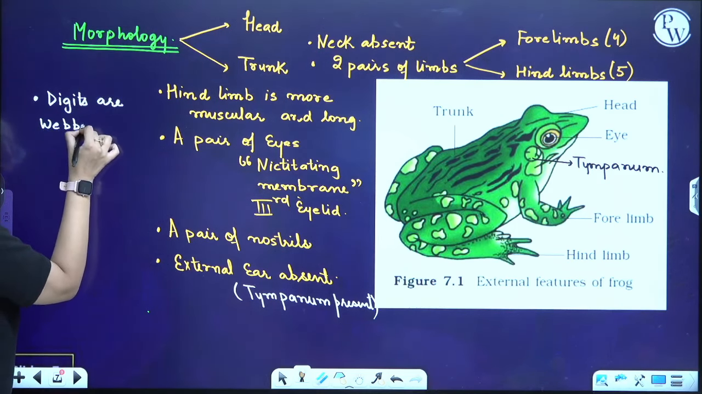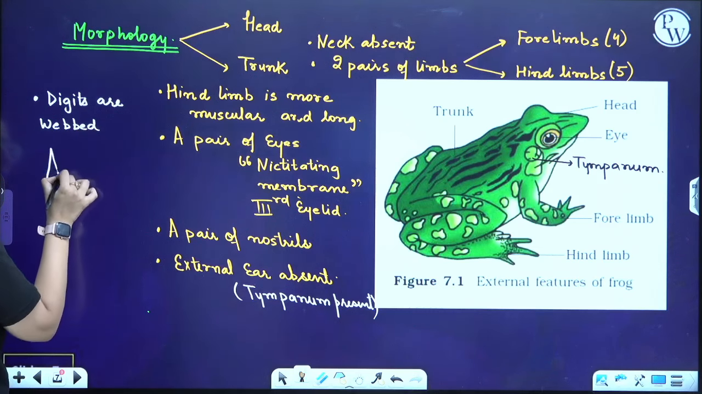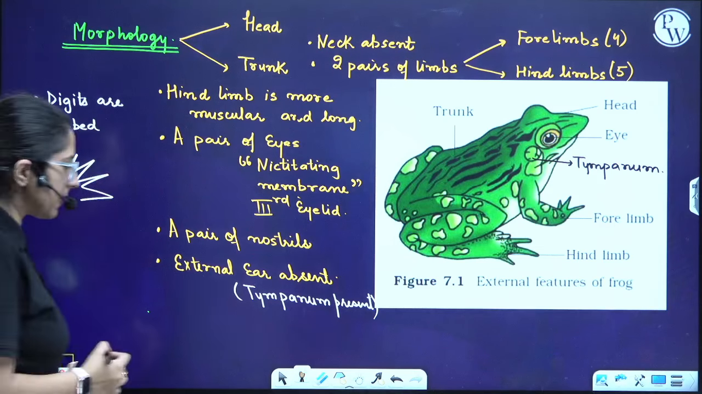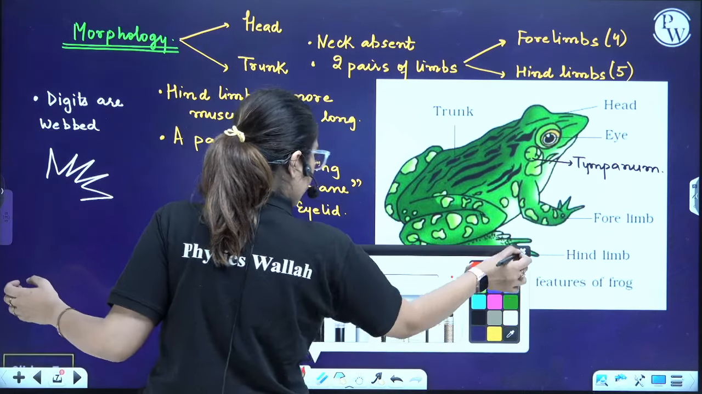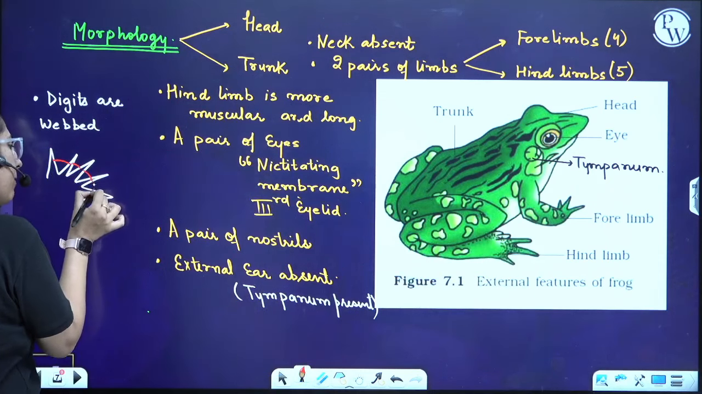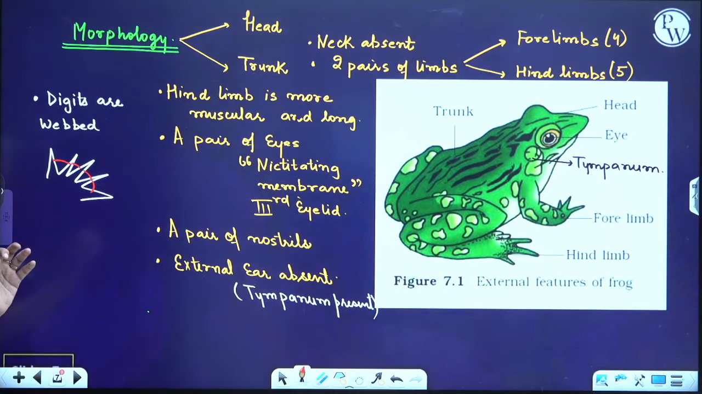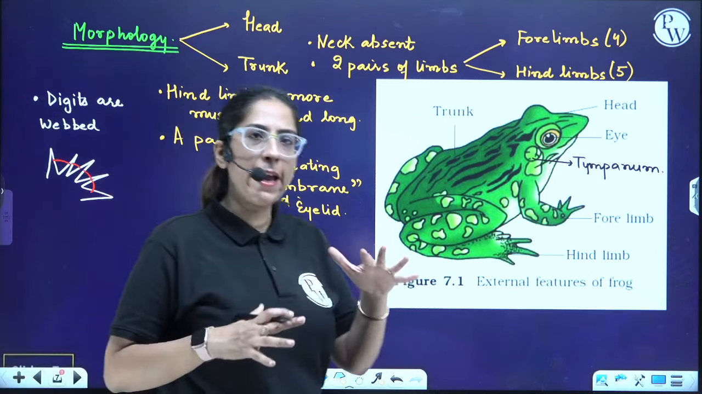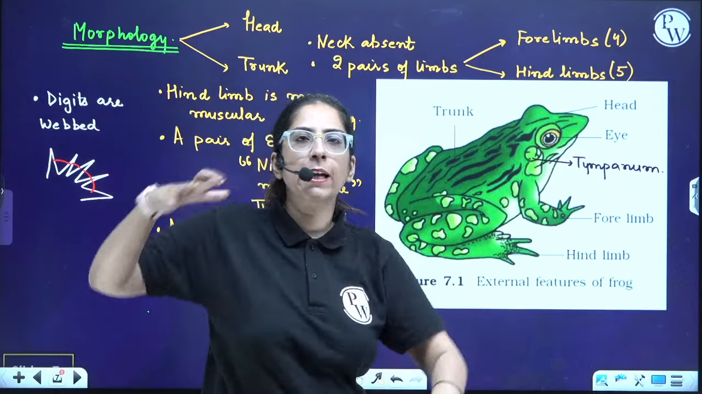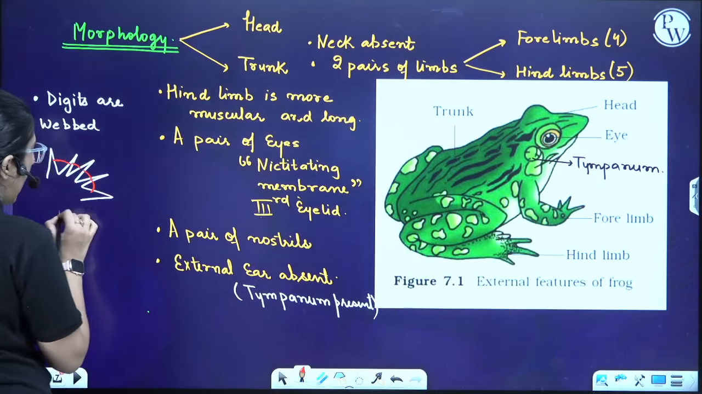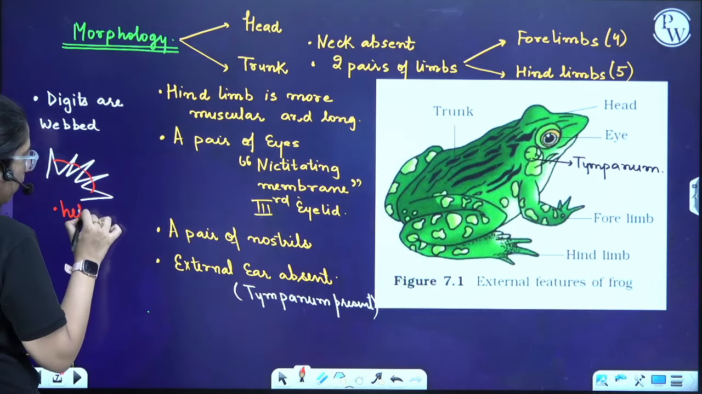Digits are webbed. Now, what do we mean by a webbed digit? Look at this. These are the digits, and if I'm saying webbed, that means a membrane is present over here. This is the webbing. Why is it required? It helps in swimming, right? So they help in swimming.